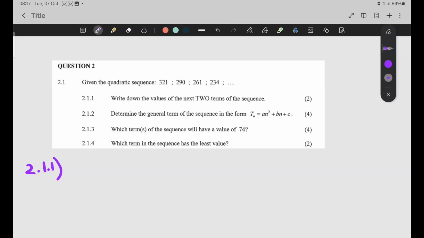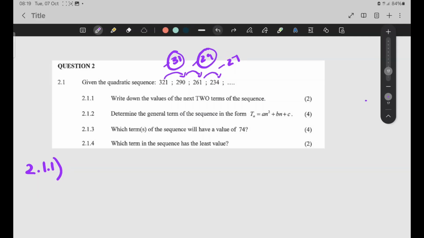So let's quickly figure out what's happening here. To get from here to here, they minus 31. Then to get from here to here, they minus 29. Then to get from here to here, they minus 27. So if you look at the pattern, do you notice that we are going down by 2 every time? 31, then 29, then 27. So that means the next one is going to go down by 25.